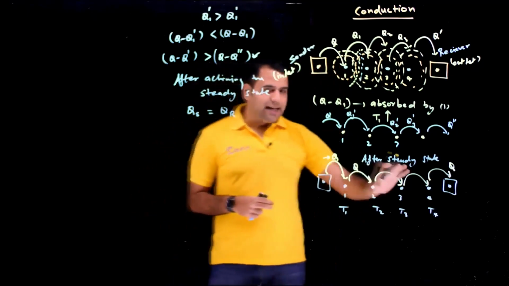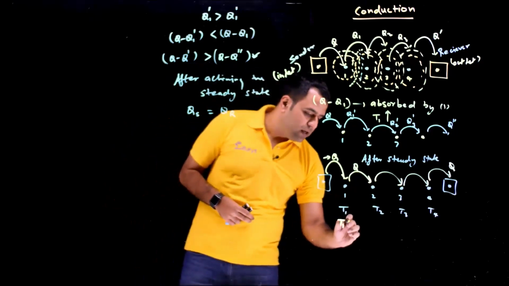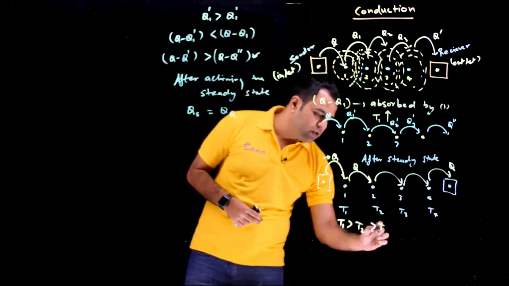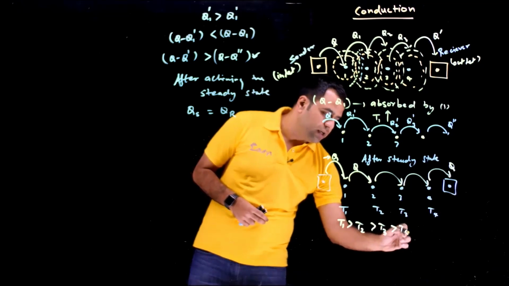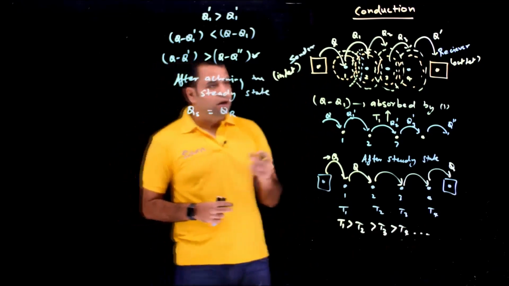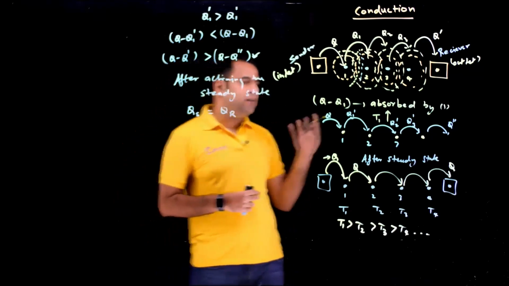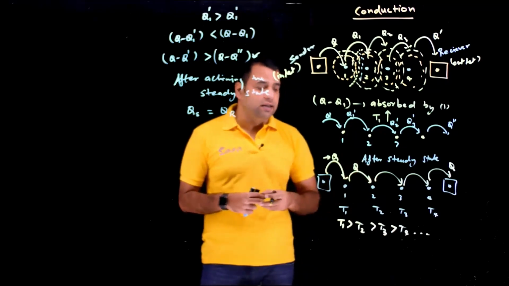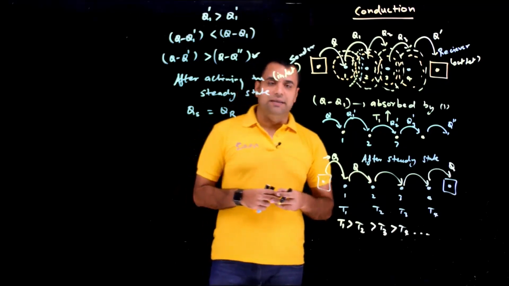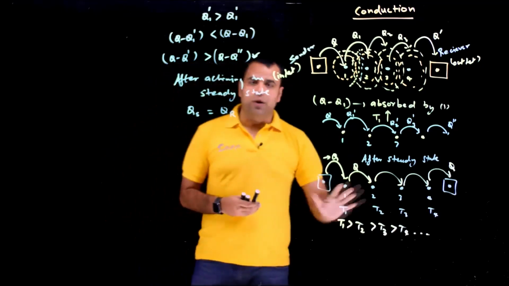Okay, so this is the case, and at this state, the temperature of 1 will be more than the temperature of 2, which will be more than the temperature of 3 and so on. The particle which is in contact with the source or sender will have the maximum temperature, and the particle in contact with the outlet, farthest away from the sender, will have the least temperature. So this is the case after steady state. That's what happened.